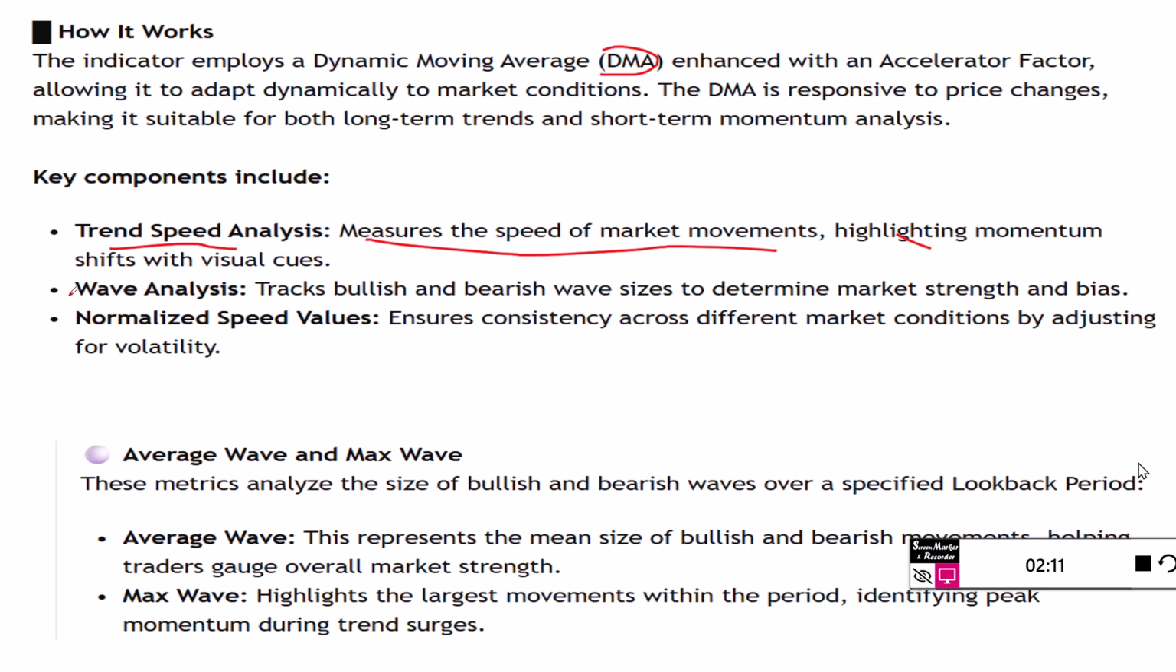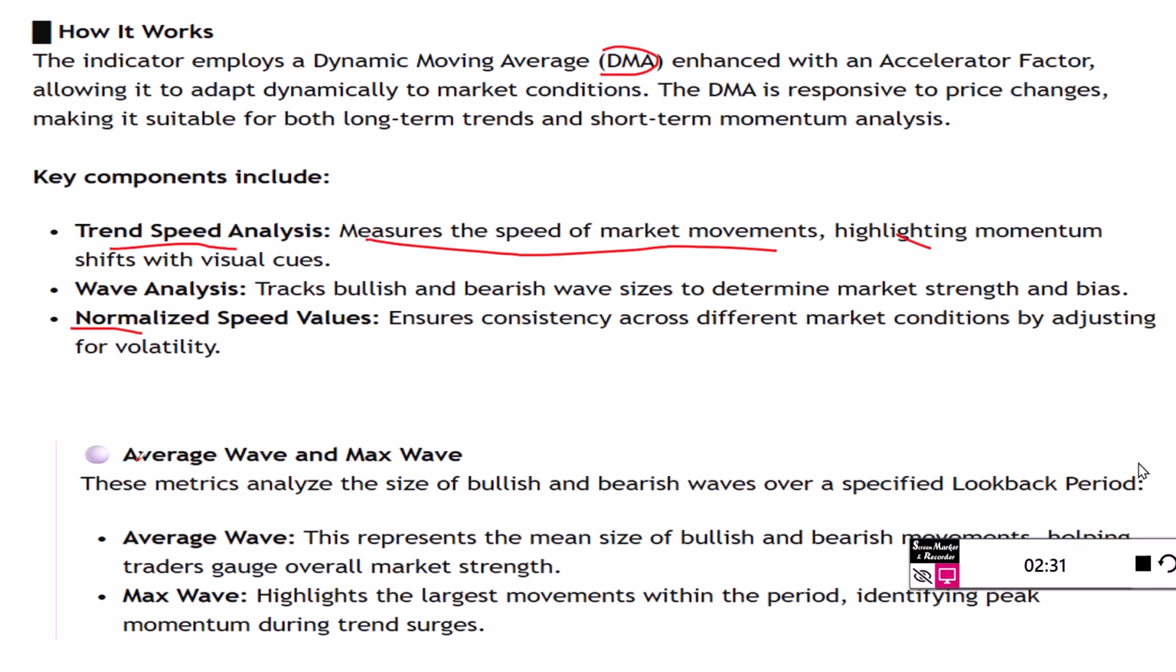Wave analysis. This is something we won't find, one indicator having wave analysis. So how strong is the bullish or the bearish wave? It determines the wave compared to your previous wave. Normalized speed values ensure consistency across different market conditions by adjusting for volatility. So you have the parameter, you can change the parameter and normalize the speed value also.